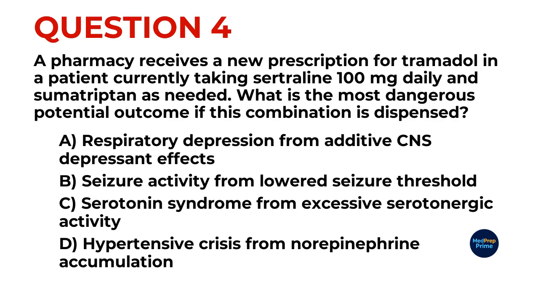A pharmacy receives a new prescription for tramadol in a patient currently taking sertraline 100 mg daily and sumatriptan as needed. What is the most dangerous potential outcome if this combination is dispensed? Option A, respiratory depression from additive CNS depressant effects. Option B, seizure activity from lowered seizure threshold. Option C, serotonin syndrome from excessive serotonergic activity. Option D, hypertensive crisis from norepinephrine accumulation.